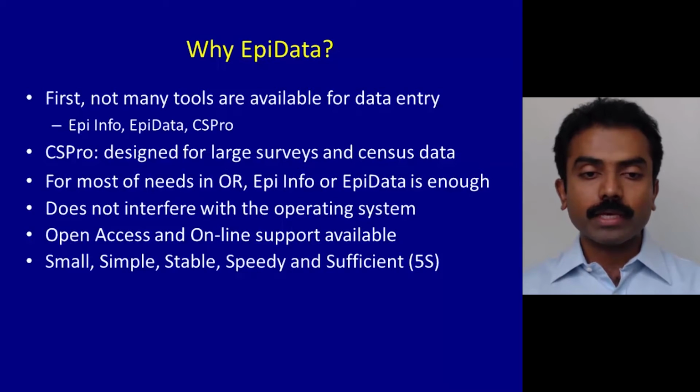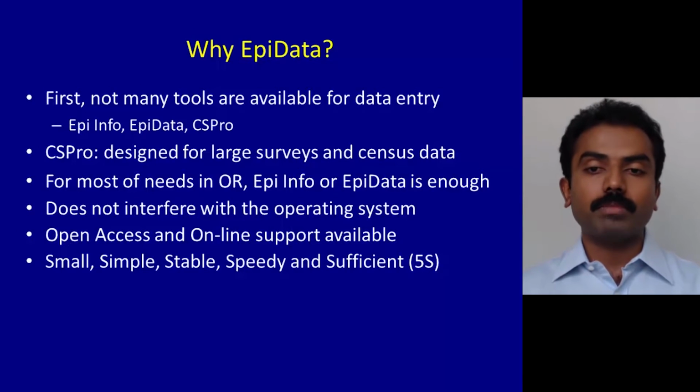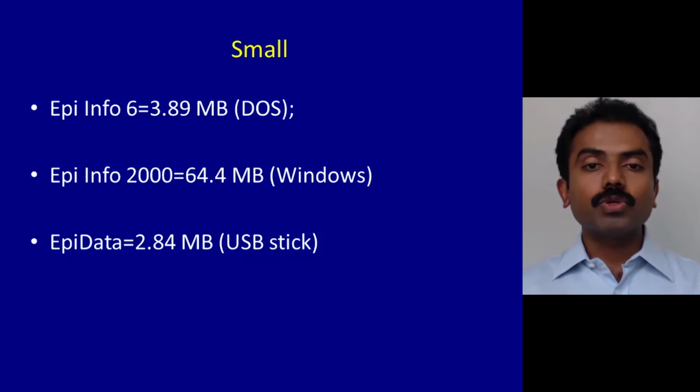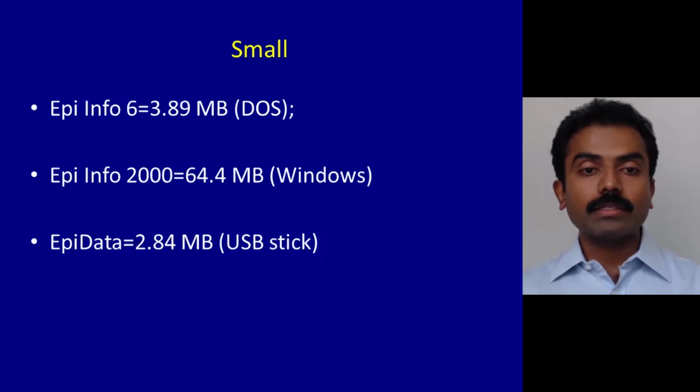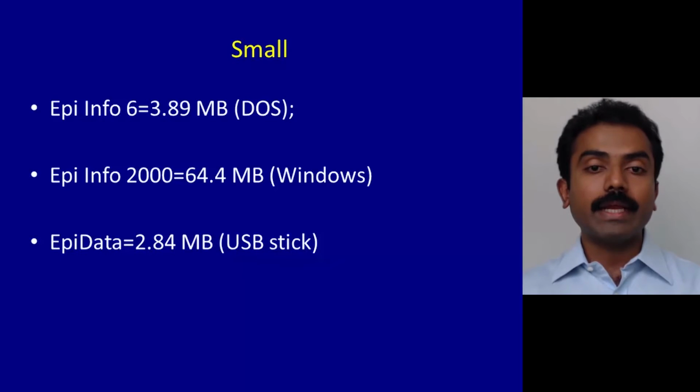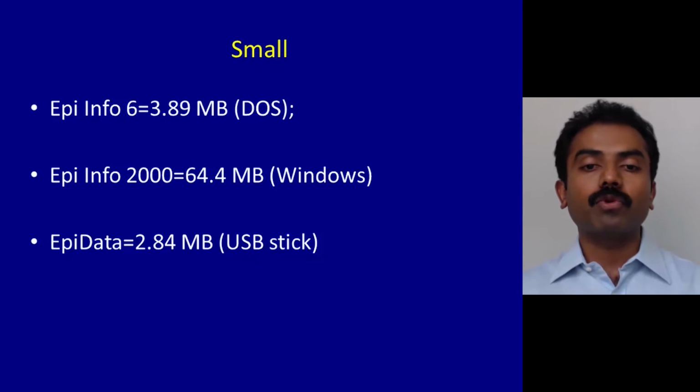It's a small software, the file sizes are extremely small, easy for sharing in resource constrained settings where internet connections are not that great. It's a simple software, basic text files. It's a stable software, speedy to install and sufficient for our purposes. As I told you, it's a small software. So if you look at the sizes, EpiInfo 6 was 3.89 MB. EpiInfo 2000 is about 64 MB, whereas EpiData is just 2.84 MB.